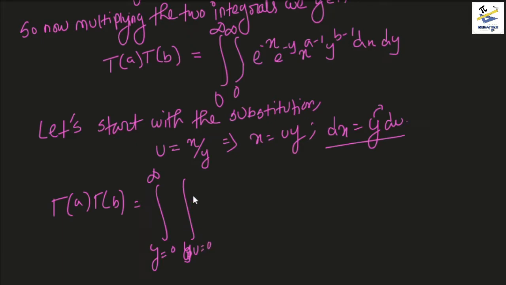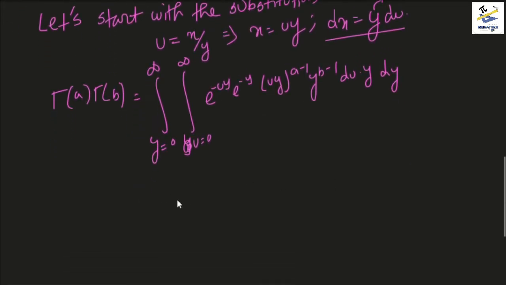So u goes from 0 to infinity, and we have dx equals to, so let me just write down everything here. X would be uy, so e to the power minus uy, e to the power minus y, it would be uy to the power a minus 1, and this would be y to the power b minus 1. It should be du into y, and this should be dy, right? So this would be the entire integral.